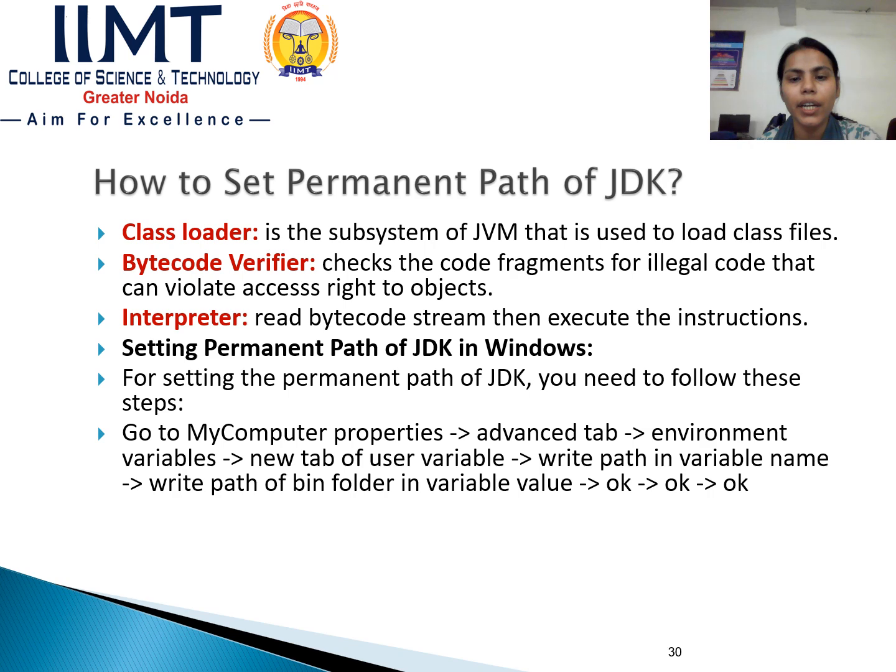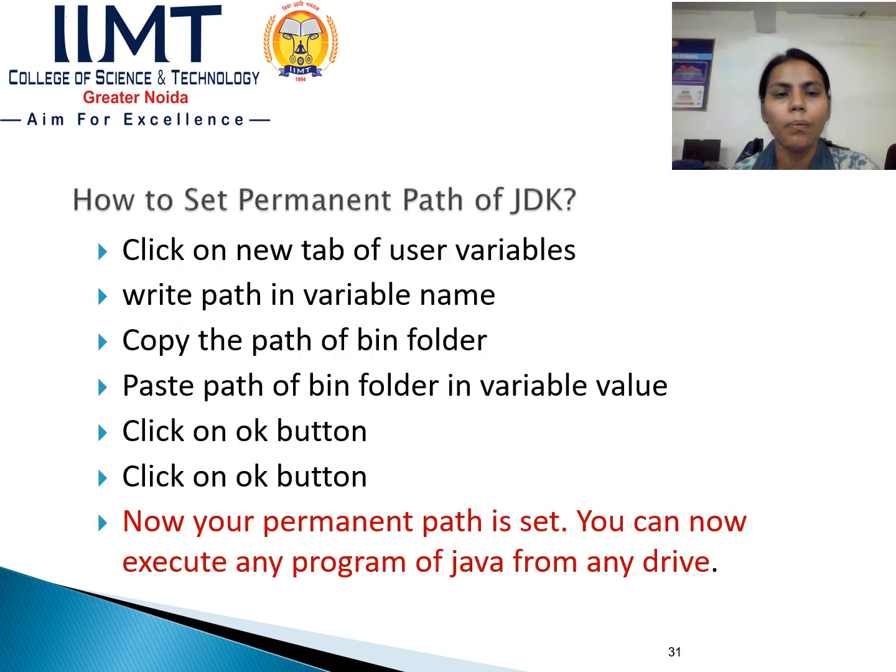Setting the permanent path of the JDK in Windows. For setting the permanent path of the JDK, you need to follow these steps. Go to My Computer, Properties, Advanced tab, Environment Variables, New tab of User Variables. Write path in the variable name, write the path of the bin folder in the variable value, and click OK. Copy the path of the bin folder, paste it in the variable value, click OK, click OK. Now your permanent path is set. You can execute any Java program from any drive.